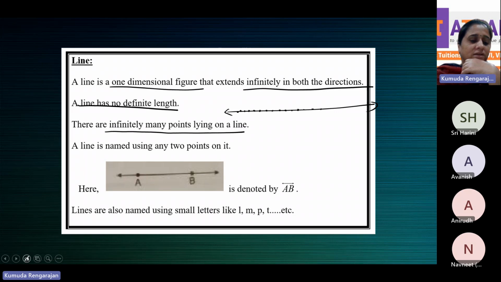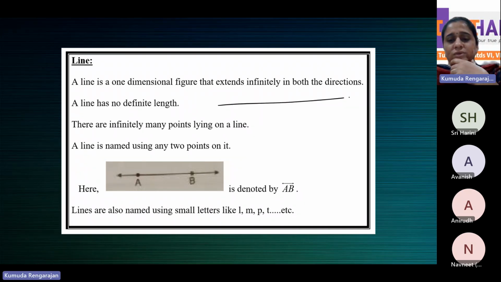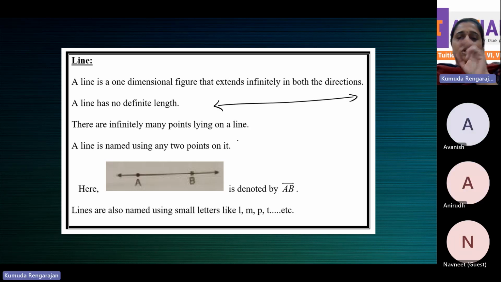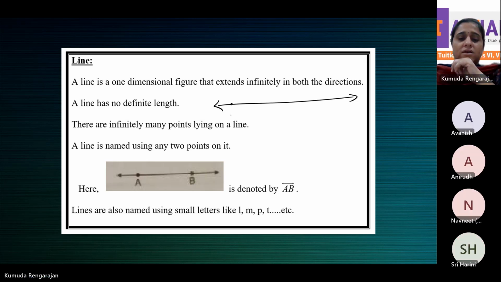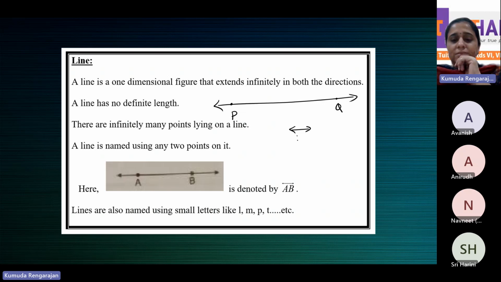And how do you name a line? If you have a line like this, it does not have a name. You want to give a name to this line. So what you should do, you must take 2 points on this line. Take a point like this. You can call it P. Take another point. Call it Q. Now this is line PQ.